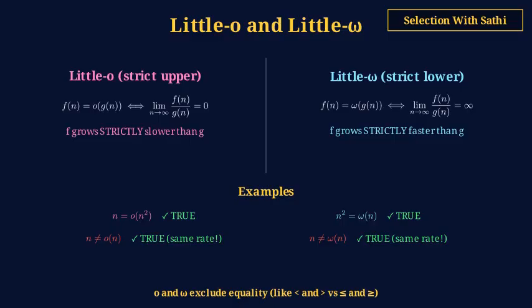F of n is little omega of g of n means f grows strictly faster than g, the ratio goes to infinity. The key difference from big O and big omega is strictness. Big O allows equality in growth rate, little o does not. Big omega allows equality, little omega does not. GATE rarely asks little o directly, but knowing the distinction impresses in interviews.